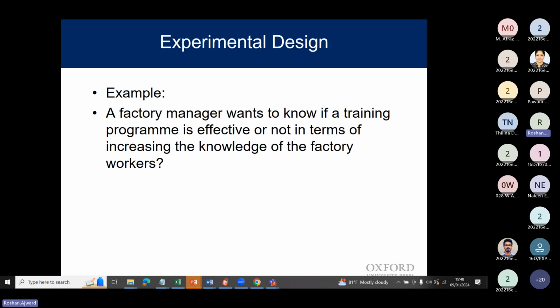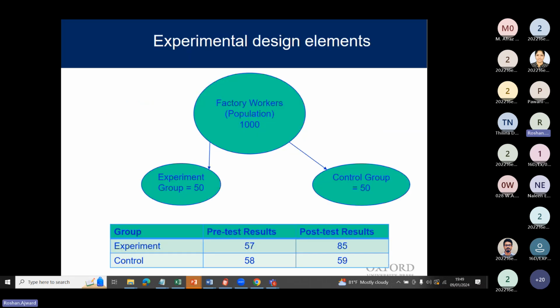So experimental design. This is the example. A factory manager wants to know if a training program is effective or not in terms of increasing the knowledge of the factory workers. Let's say there's a training program offered by a consultant, and the factory manager wants to know whether that particular program is effective or not. So let's say in this factory, there are 1,000 employees. Now, before training the entire 1,000, the factory manager wants to know whether this particular training program is effective.